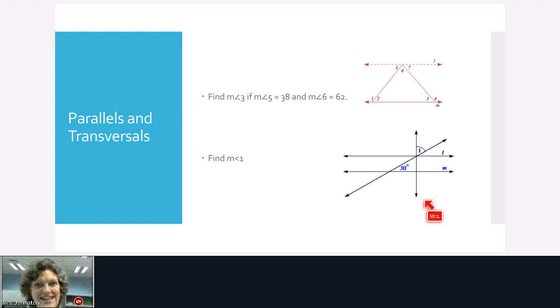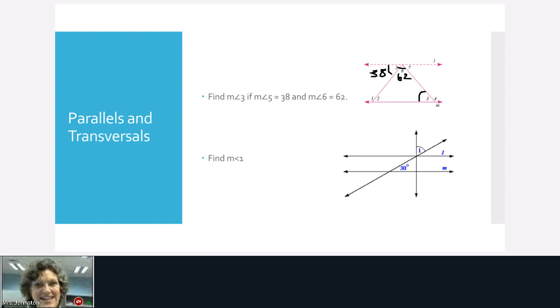So let's start with this one up here on top where lines L and M are considered to be parallel, and we are supposed to find angle 3 if the measure of angle 5 is 38 and the measure of angle 6 is 62. Well, that doesn't give us enough information to find the third angle of a triangle, but we'll see if we can use this information about the lines being parallel to help us out.